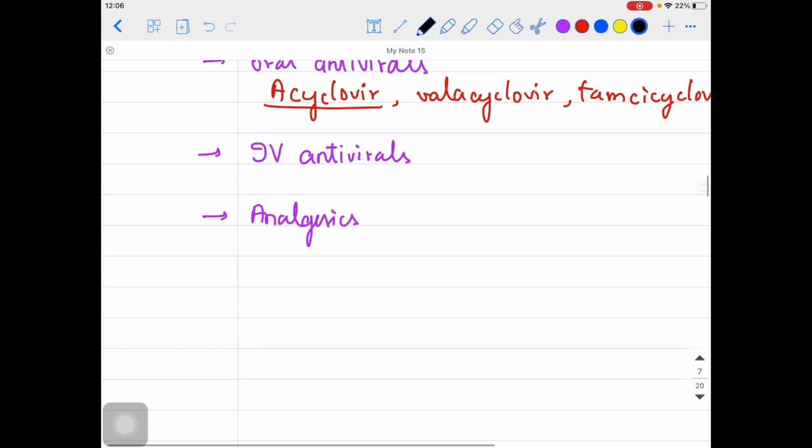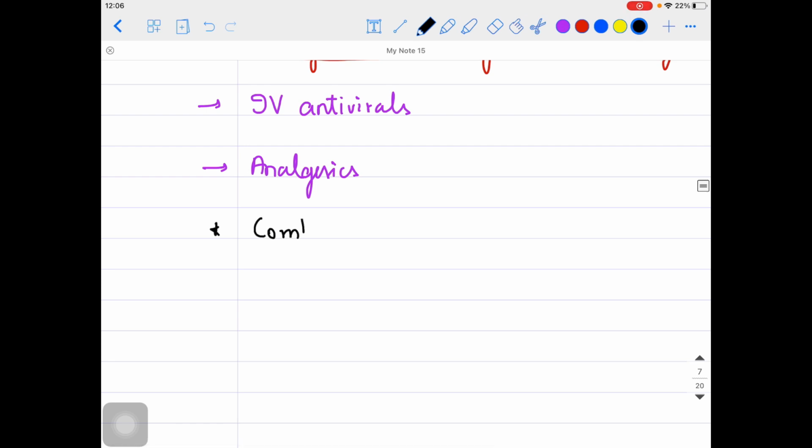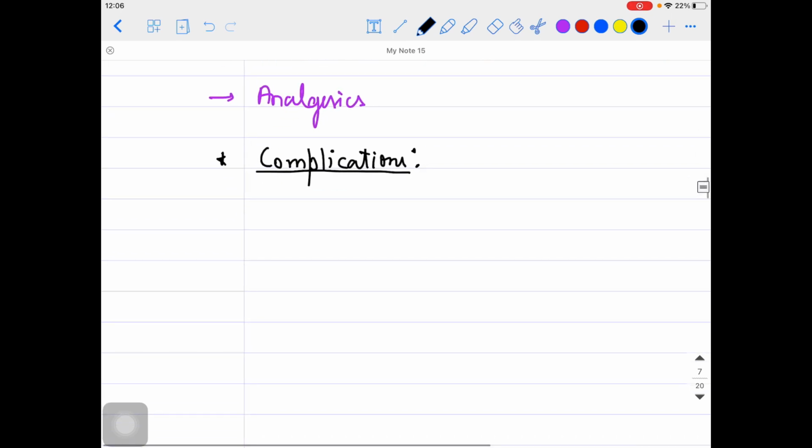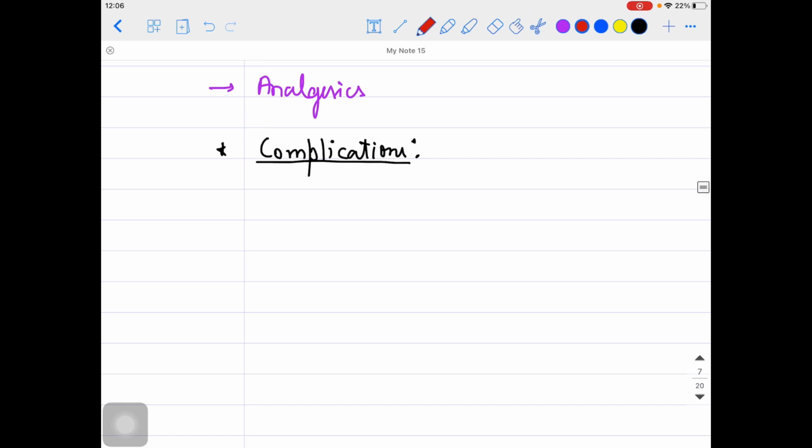Let's talk about the last portion of this section. These are the complications of herpes zoster. Usually complications are not there, but complications might persist in those patients who have compromised immunity. So immunocompromised patients might have these kinds of problems. The first one you need to think of is post-herpetic neuralgia, meaning after the herpes zoster, there can be neuralgia.